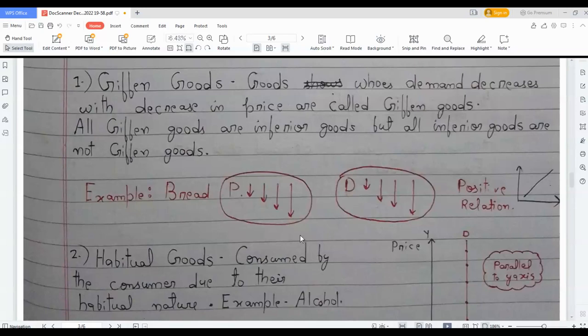Okay, an important thing is also written here. All Giffen goods are inferior goods, but all inferior goods are not Giffen goods. Inferior goods are those goods for which, as the income increases, the demand for that good decreases. So all Giffen goods are inferior goods, which show the positive relationship between demand and price of the commodity. But all inferior goods are not Giffen goods. Example of Giffen goods I had already given.